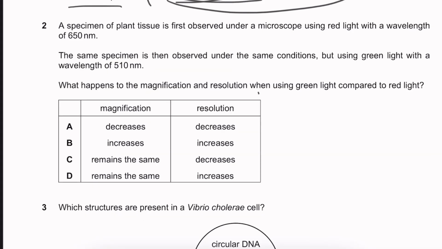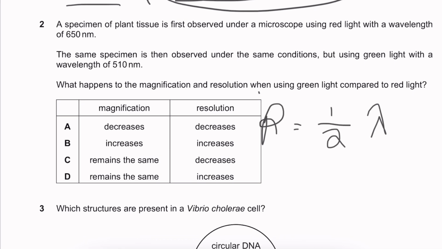Okay. Number 2. A specimen of plant tissue is first observed under a microscope using red light with wavelength of 650 nanometers. The same specimen is then observed under the same conditions, however, using green light with a wavelength of 510 nanometers. What happens to the magnification and resolution when using green light compared to red light? Well, we know that the resolution is going to increase, and that's because we have decreased the wavelength, and we know that resolution and wavelength are inversely proportional. Resolution equals to half the wavelength. So basically, that's inversely proportional, as I have mentioned.